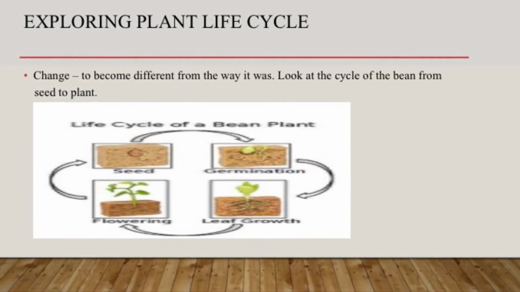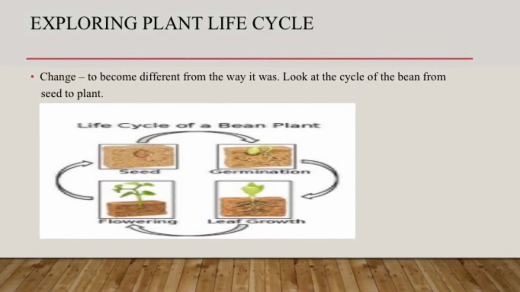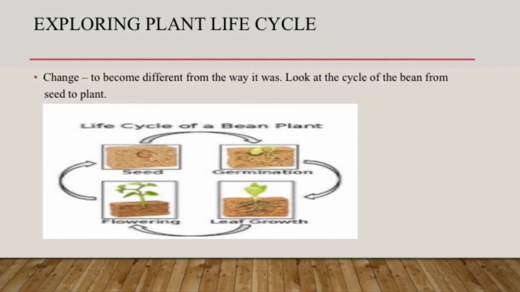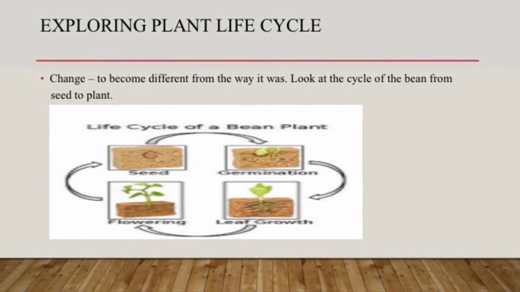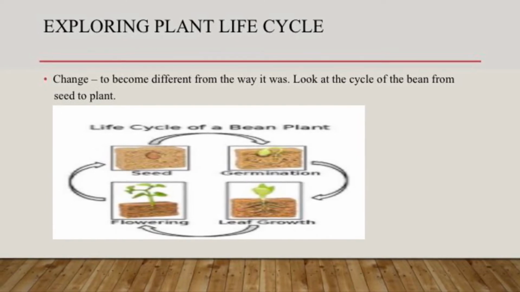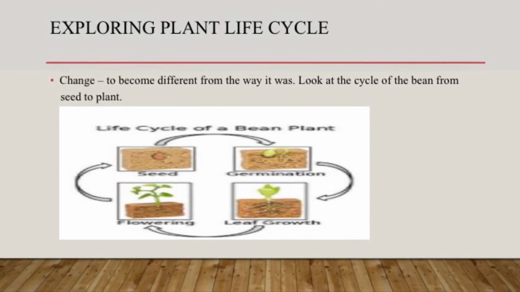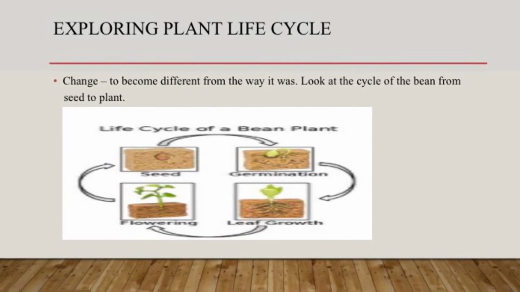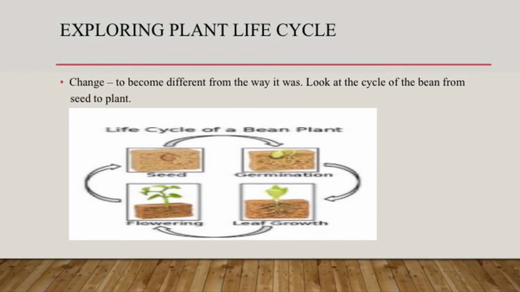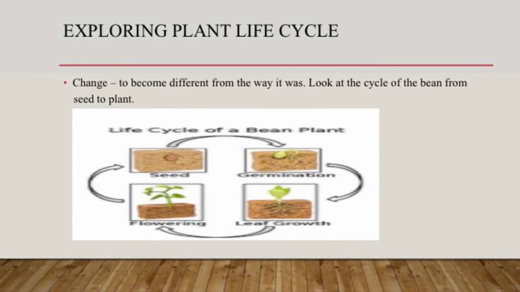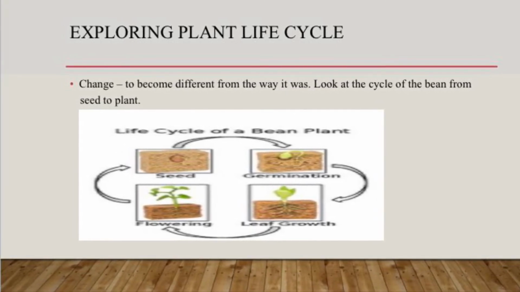Next slide. Next we have change, to become different from the way it was. Look at the life cycle of the bean from a seed to a plant. A bean may start as a seed. Once you plant that seed, it flowers and it grows to a plant. That means it changed from one form into another form. So in planting, a lot of change happened.